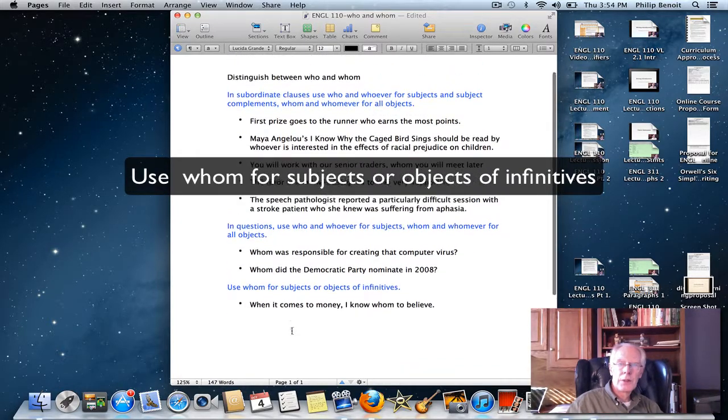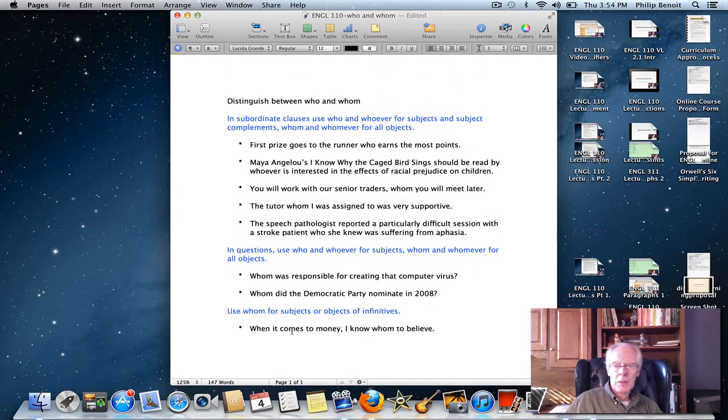Okay, there are some examples of times when it can be confusing to figure out which one we use, who or whom, and some general rules which are very simple, and some examples that show us how to unravel and figure out which form we should use in any given circumstance.